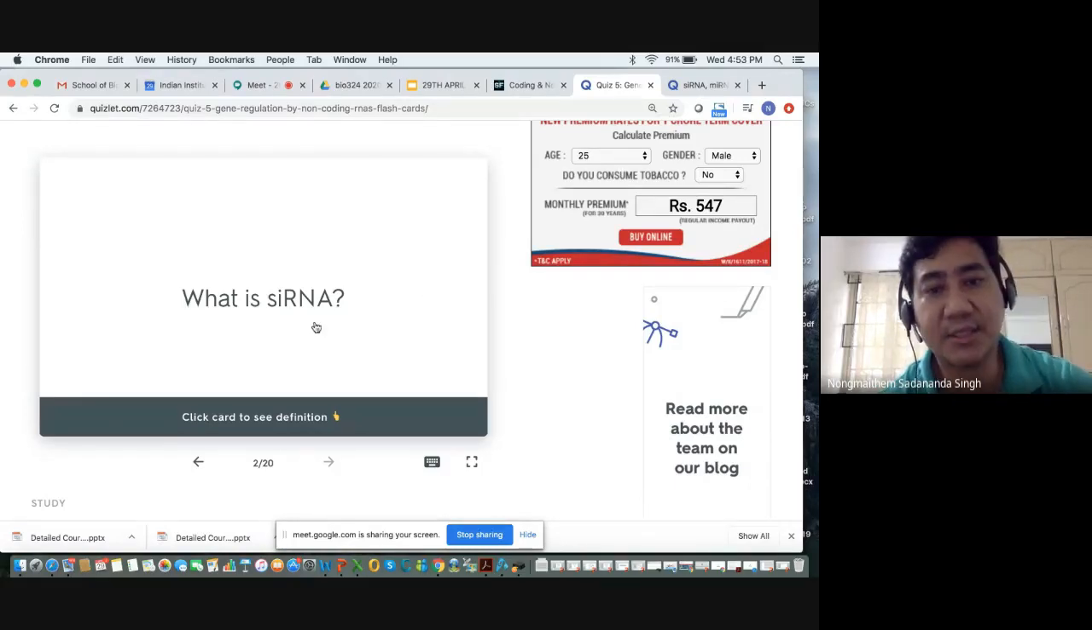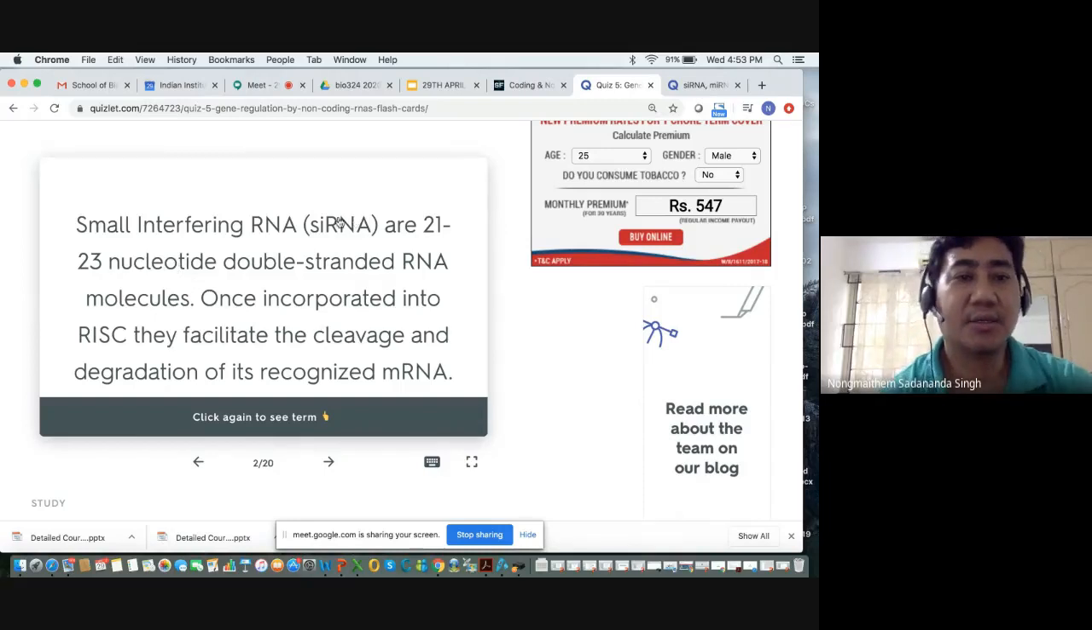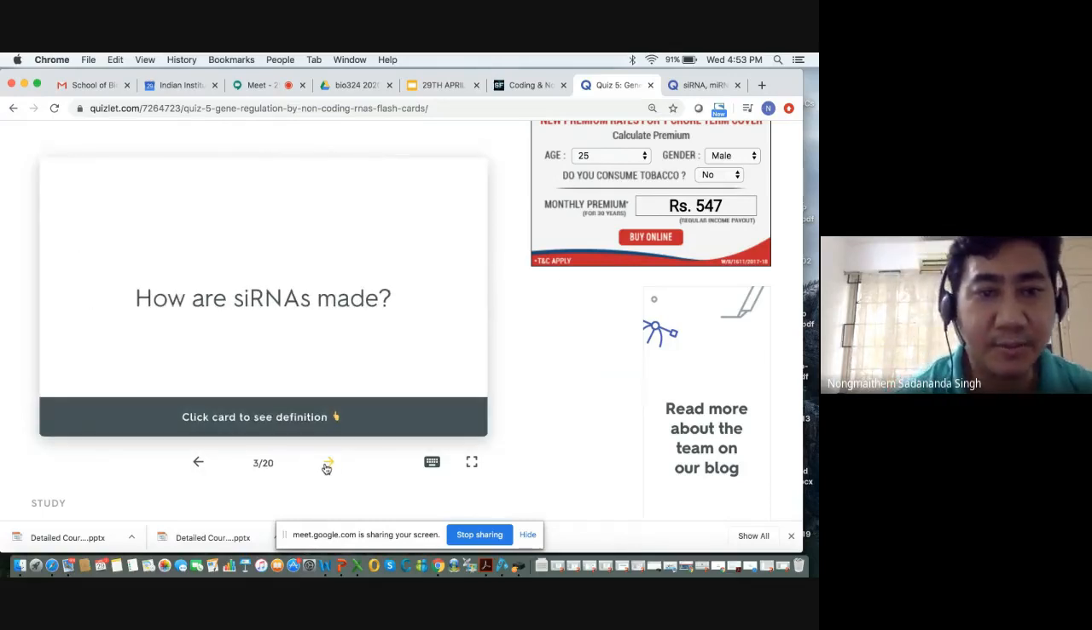So you can see, I think this will have a very simple answer. Small interfering RNAs are 21 to 23 nucleotide double-stranded RNA molecules which, once incorporated into the RNAi silencing complex RISC, facilitate the cleavage and degradation of the recognized mRNA. Correct. So next question. Let's go.